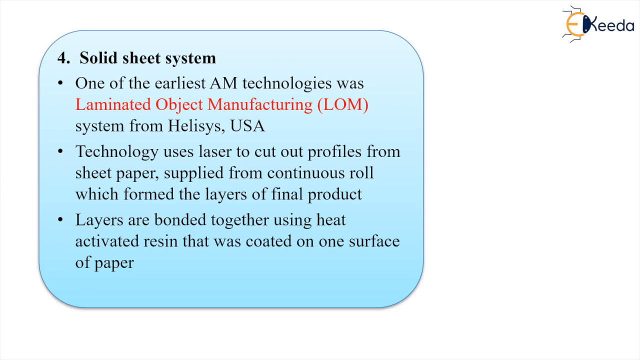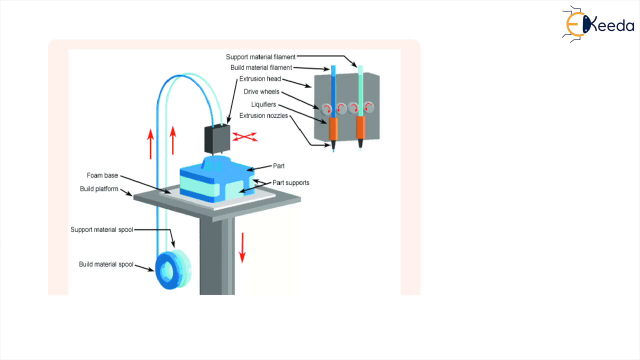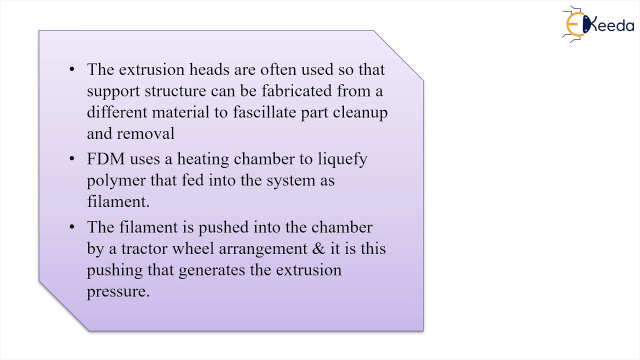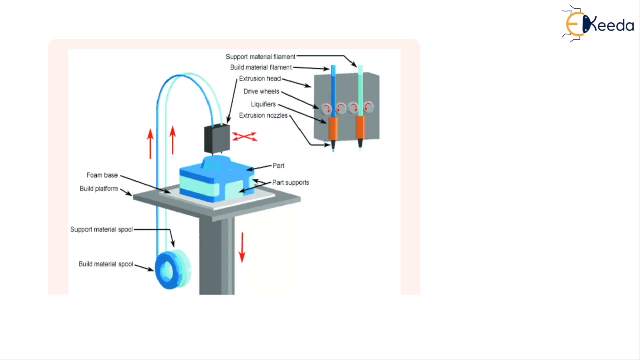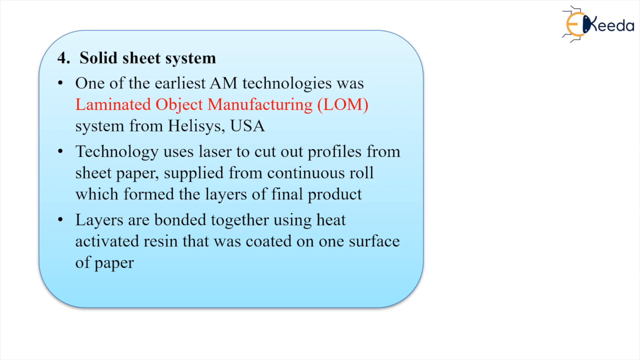Here, this laminated object manufacturing process we are going to understand as a separate point in this chapter. As we discussed fused deposition modeling previously, we learned this process under the heading of molten material system. In that classification of molten material systems, FDM is the widely used technique. Likewise, we are also going to see the laminated object manufacturing process under the classification of solid sheet system.